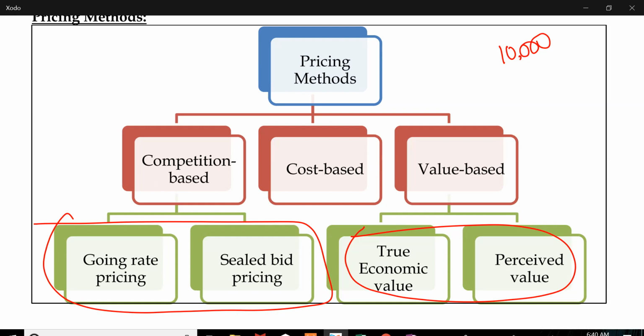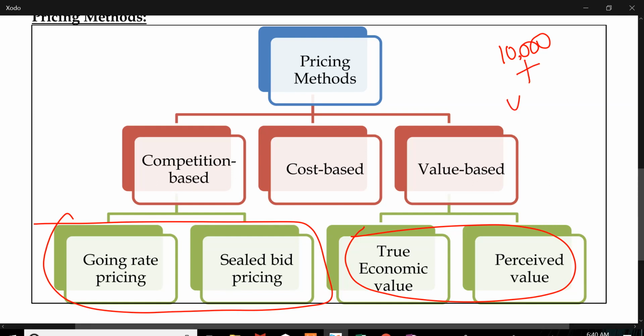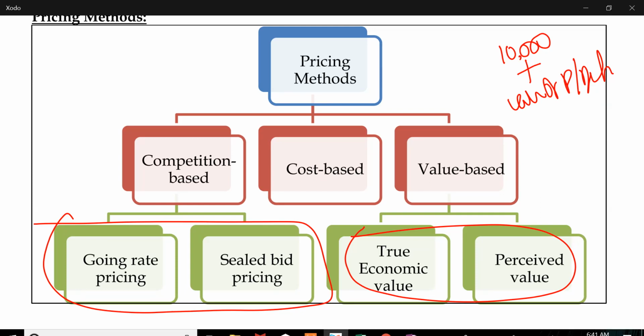Now what is true economic value? Value of the competition product plus value of performance differential. Now Bharadwaj Institute is providing you an extra service called keeping tests and correcting them. Now you may attach a value to this as 1000 rupees, 500 rupees, 1500 rupees, or you may even attach a value of 0, because for somebody it may not even make a difference. True economic value is the value of the competition product plus the value of performance differential.